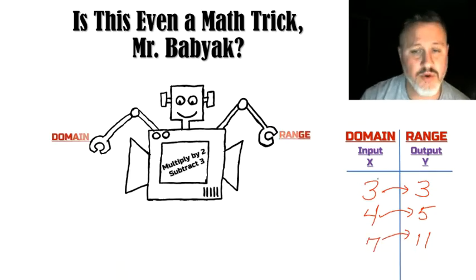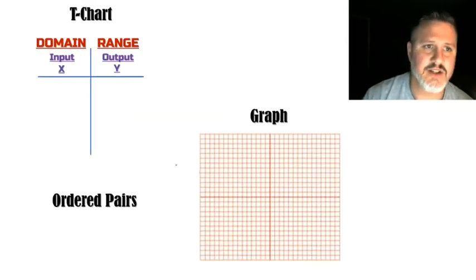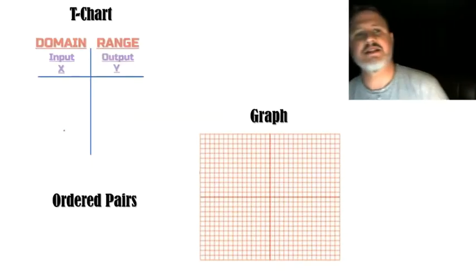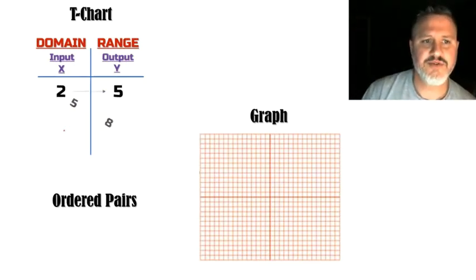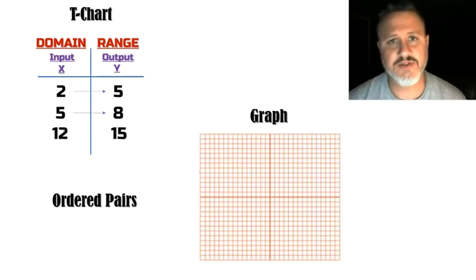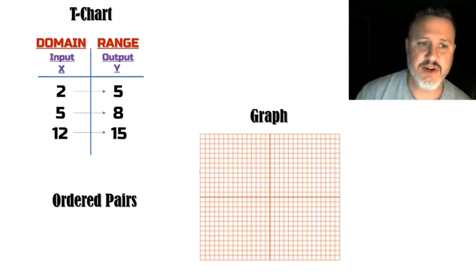You can call them their domain and range. There's a lot of names for those things. All right, so let's look. You can look at these things a lot of different ways, like we said. But let's take a 2 turned into a 5, a 5 turned into an 8, and a 12 turned into a 15. That's how we started.